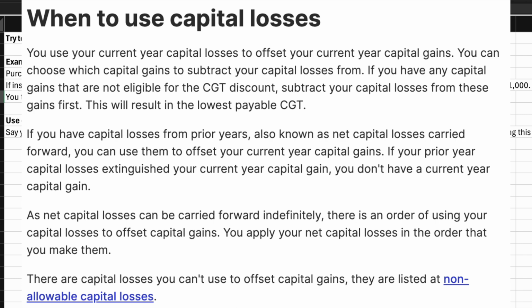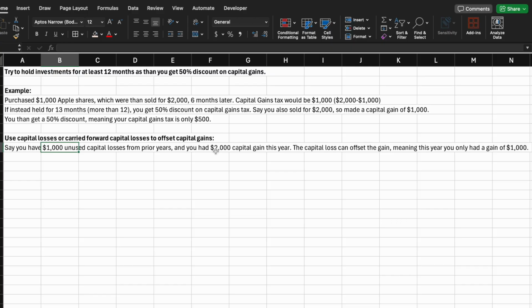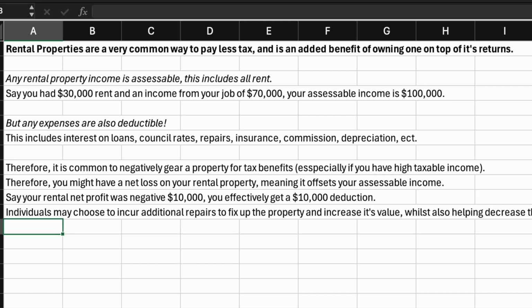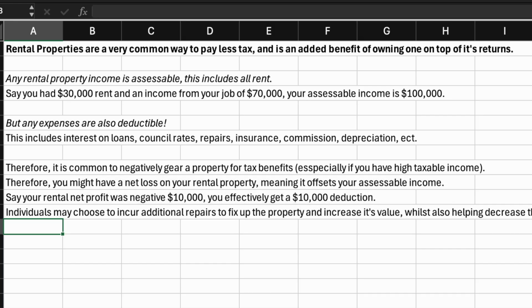So say you have unused capital losses from prior years of $1,000 and you have $2,000 of capital gains this year, you can offset those gains with that loss, meaning your new gain that is assessable this year is only $1,000. And the final thing I'll cover in this video is rental properties and how you can pay less tax with them. Now, it's pretty well known that rental properties is a great way to save on tax.